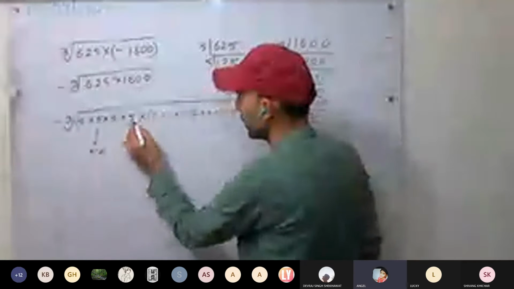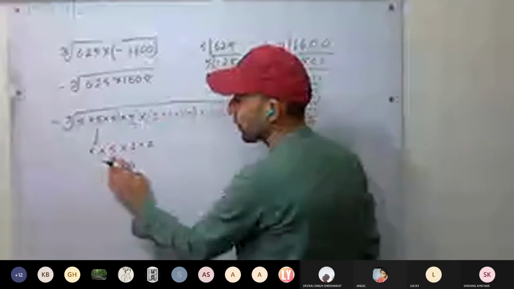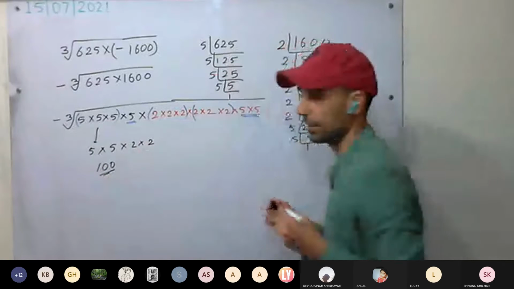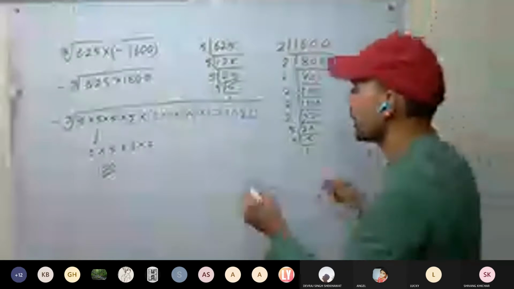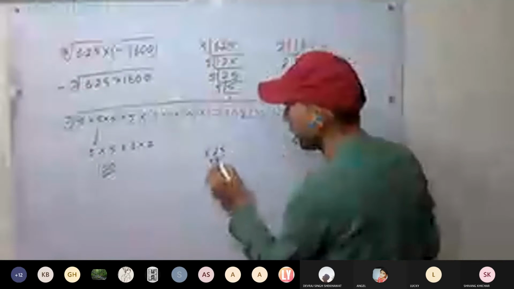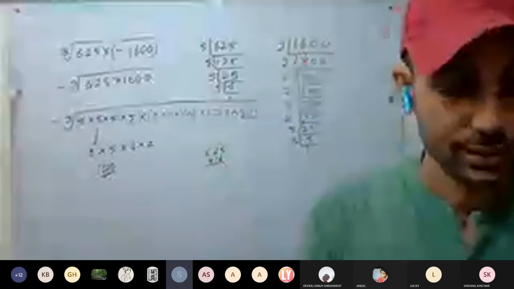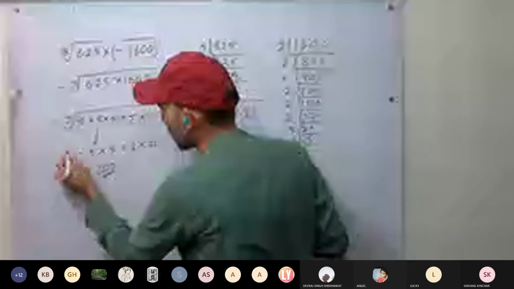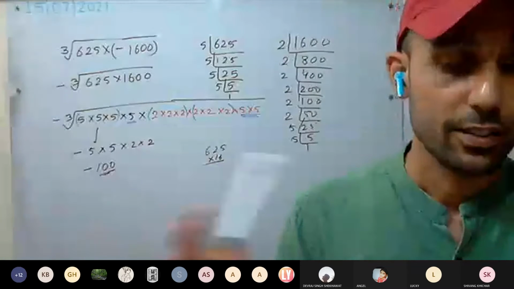5 into 5 into 2 into 2 into 5. 5 fives are 25, 25 fours are 100. It is 100. Okay. You can check as well. Multiply 625 into 16. Check it once. Sir, minus. Okay. Minus sign we have forgotten. Don't forget that one, or else it will be wrong. Okay. Minus 100. Okay.